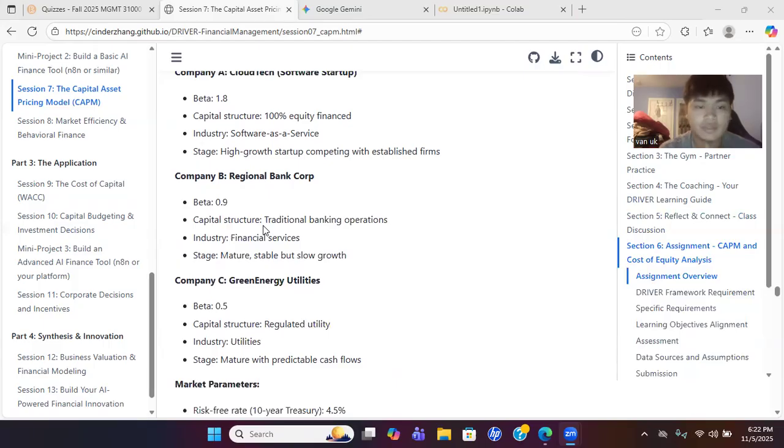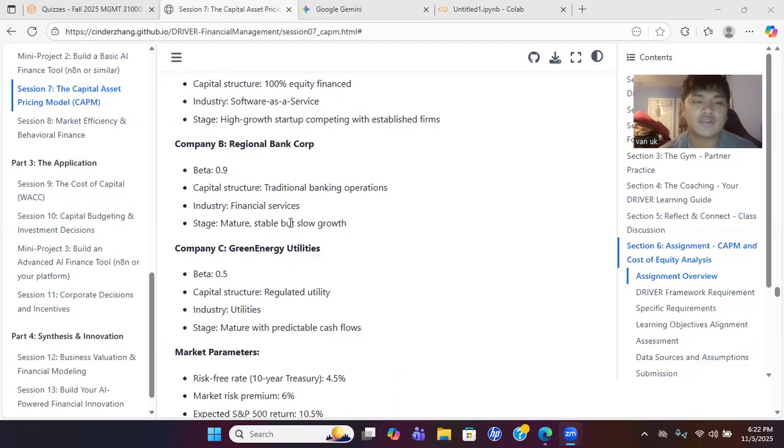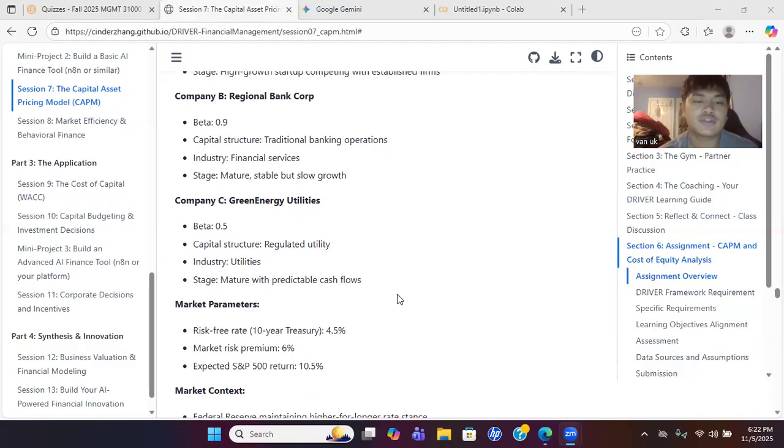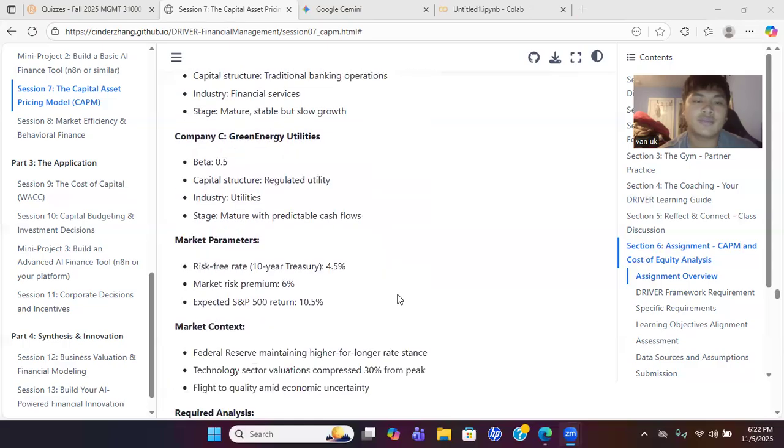And then company B is a regional bank corporation. Its beta is 0.9. The structure is a traditional banking operation. It's in the financial services industry, and the stage it's in is mature, stable, but slow growth. And company C is a green energy utility with a beta of 0.5. The capital structure is a regulated utility, and it's in the utilities industry. The stage is that it's mature with predictable cash flows.